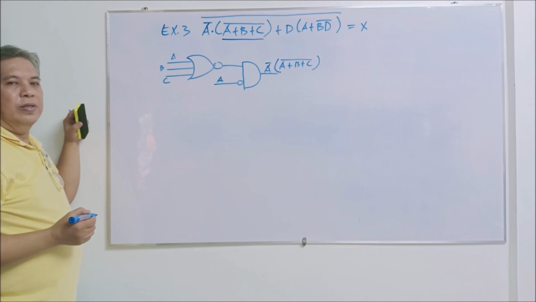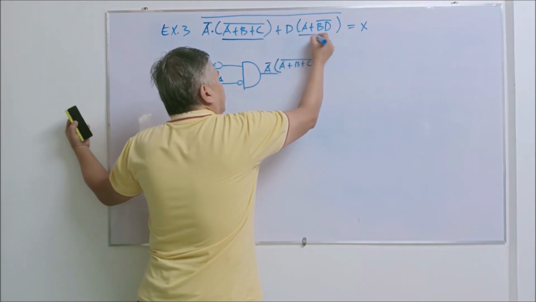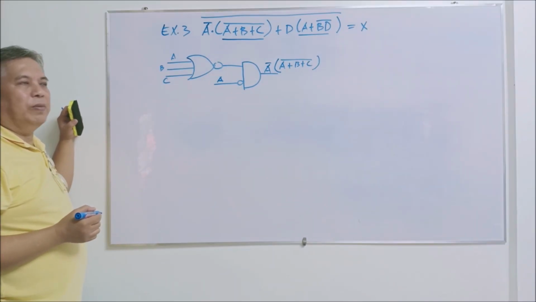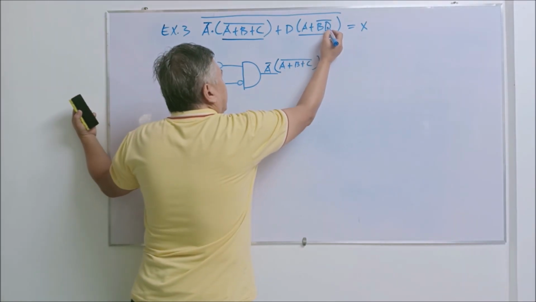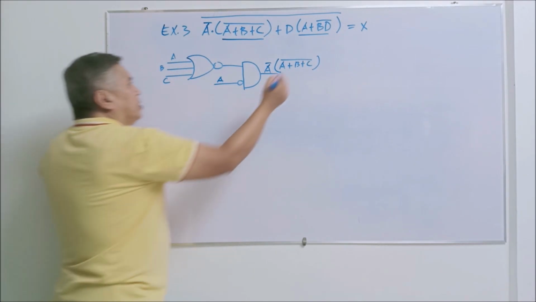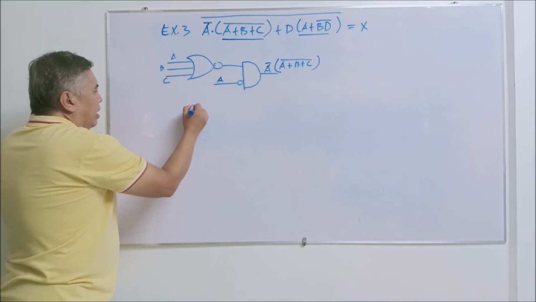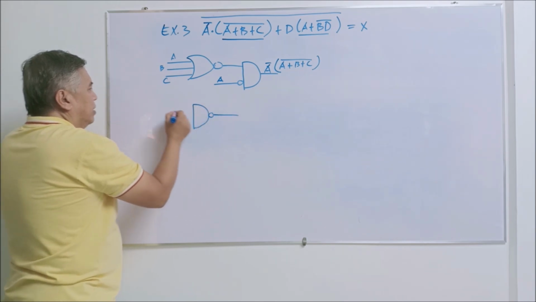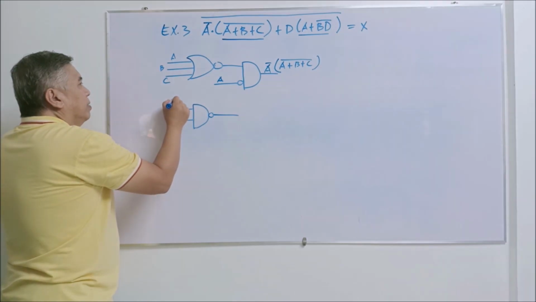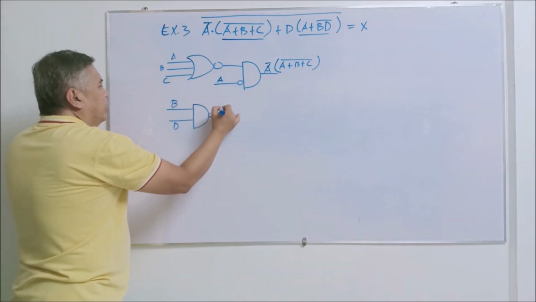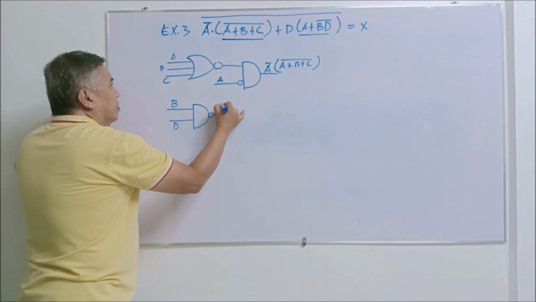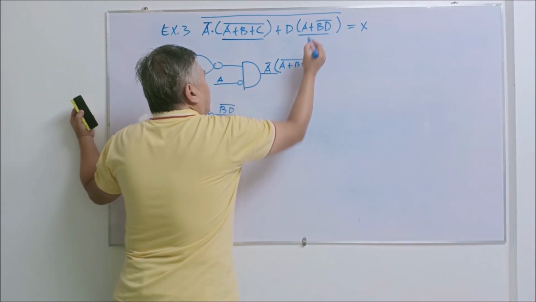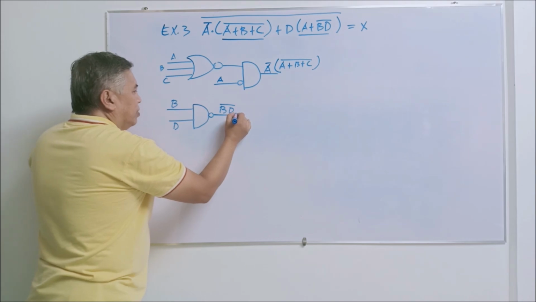Okay? And then, again, we have here this particular equation, A plus BD complement. So if you notice that B and D here are complemented together, so you represent this one here with a NAND gate. Okay? It's a NAND gate. Your input will be B and D. So the output here is BD complement. And this BD complement is being ORed to A. So you draw an OR gate.